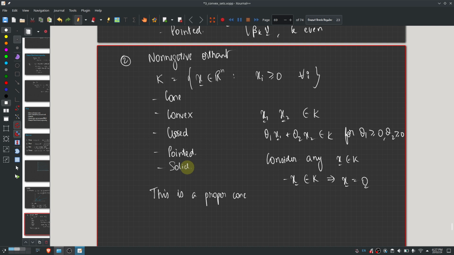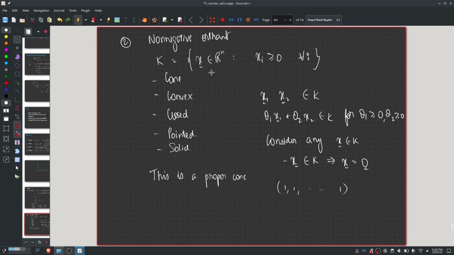And why is it solid? You can take any vector for which all the entries are strictly greater than 0. Just take an example, let's say the all ones vector. Now, if I consider any ball of sufficiently small radius, I can very easily construct a ball of small enough radius, let's say radius equal to half. Then I can draw a ball of radius equal to half and never leave the non-negative orthant.